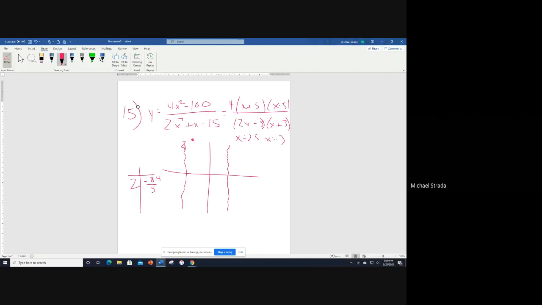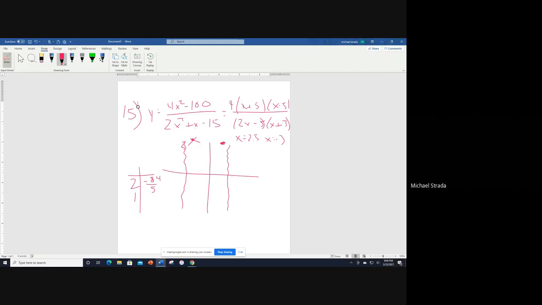Since this is 2.5 over here, maybe I plug in 1. I do 2, 16, negative 84, 4, 6, 8, 10 minus 15 is negative 5. Yeah, so it's a negative over negative. So there's my 2 over there.